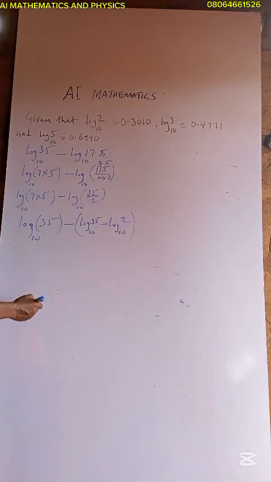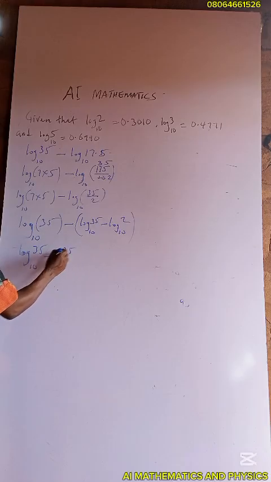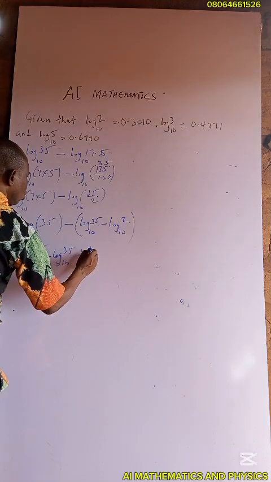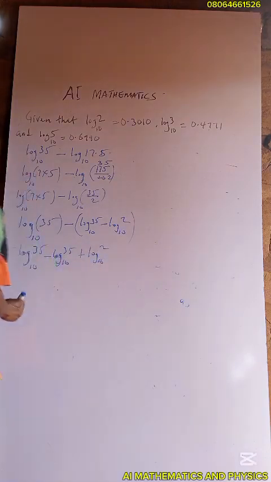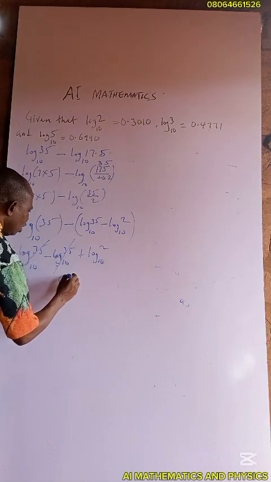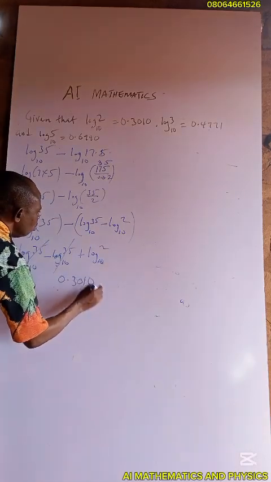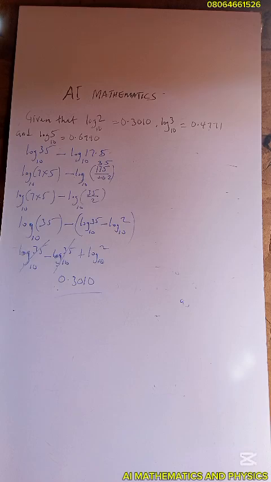Log 2 base 10. Now you can see that log 35 base 10 will be minus log 35 base 10 plus log 2 base 10. You can see that this one cancels this, which means we only have 0.3010, because this is just log 2 base 10 that we have there.